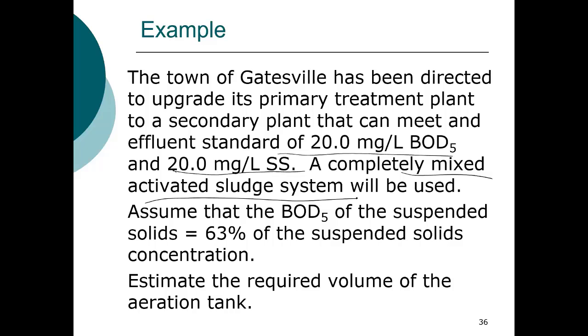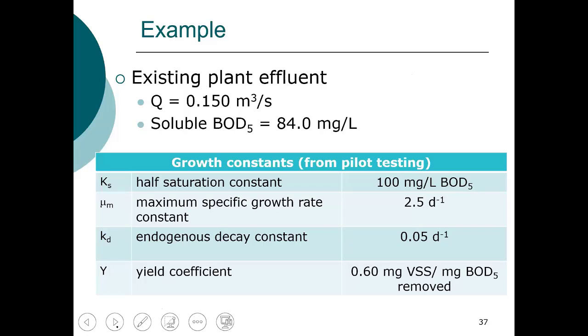So getting back to this problem, we're going to assume that the BOD of the suspended solids is 63% of the suspended solids concentration. So take the total suspended solids concentration. The BOD associated with these suspended solids is 63% of that. And you're initially asked to calculate the required volume of the aeration tank. And we've got a number of parameters. These are experimentally determined.